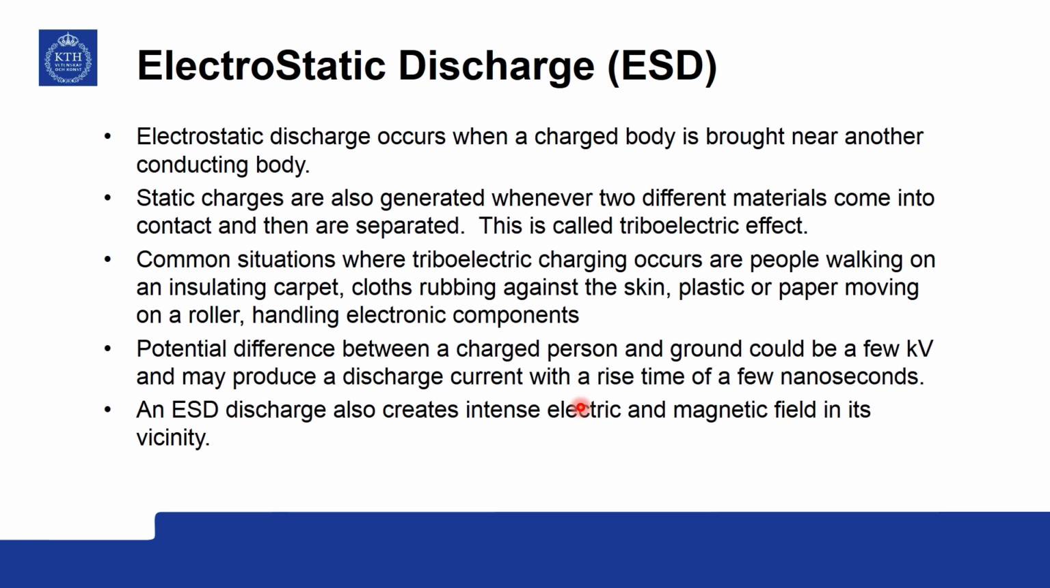Electrostatic discharge. Electrostatic discharge occurs when a charged body is brought near another conducting body, and the static charges are generated whenever two different types of materials come into contact and are then separated. So, this is called triboelectric effect.